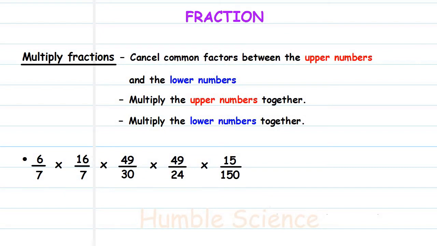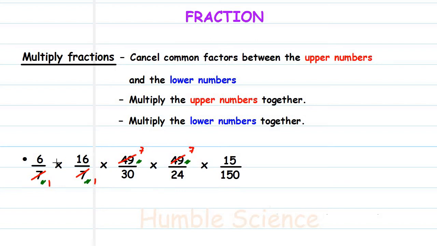Now let's try to multiply many numbers together. The first step is to cancel out the common factors. But be careful though, we cannot cancel out 7 over here and 7 over here because they are both the lower numbers. And we cannot cancel out 49 here and 49 here because they are both the upper numbers. However, the lower number 7 here and the upper number 49, they share a common factor, which is 7. So 7 divided by 7 will be 1. 49 divided by 7 will be 7. Same thing here, 7 divided by 7 will be 1. 49 divided by 7 will be 7.